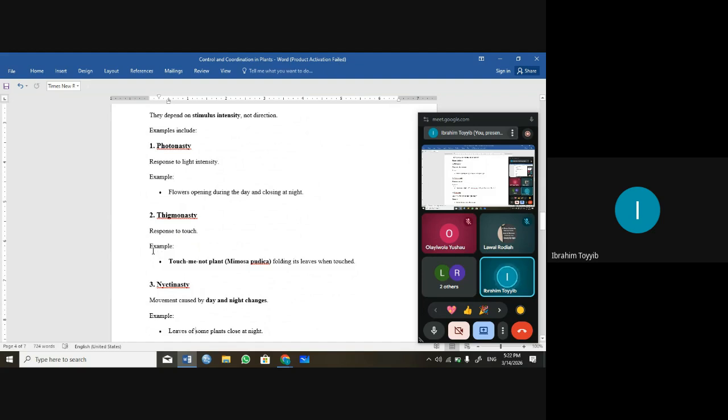Tigmonasty. So this one is anything tigmo. It has to do with touch. So this one is response to touch. It is non-directional. So for example, in the touch-me-not plant.